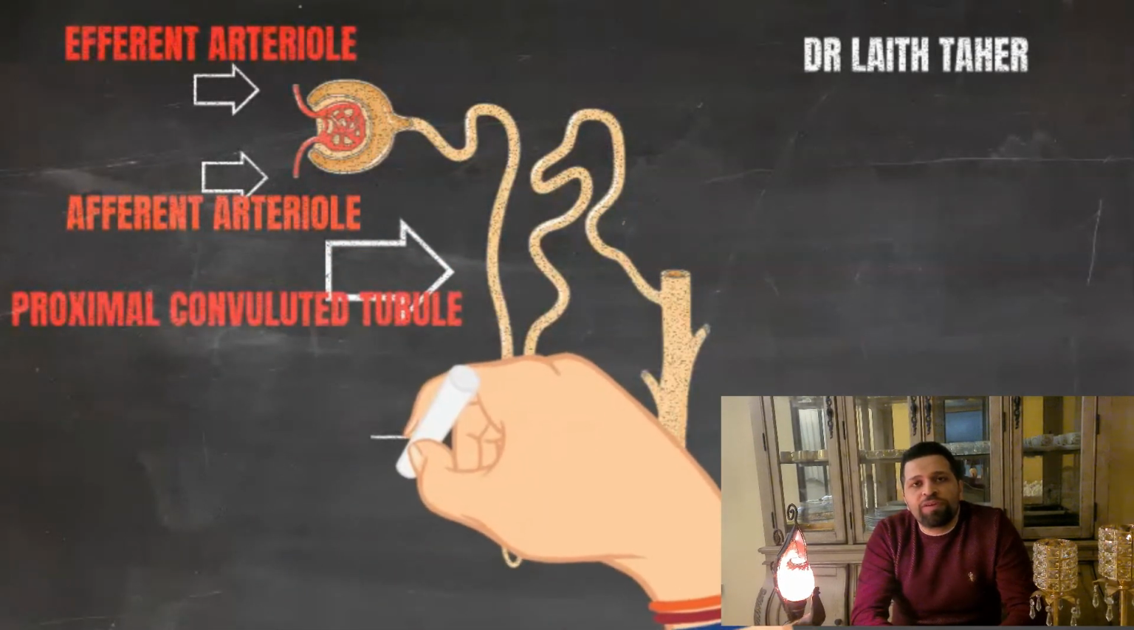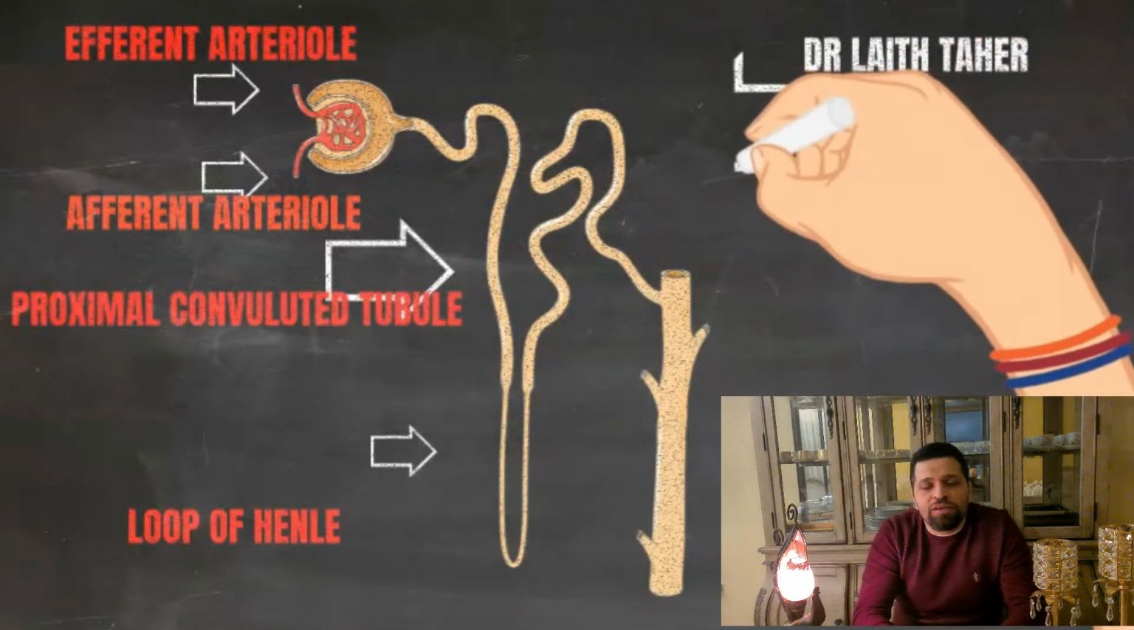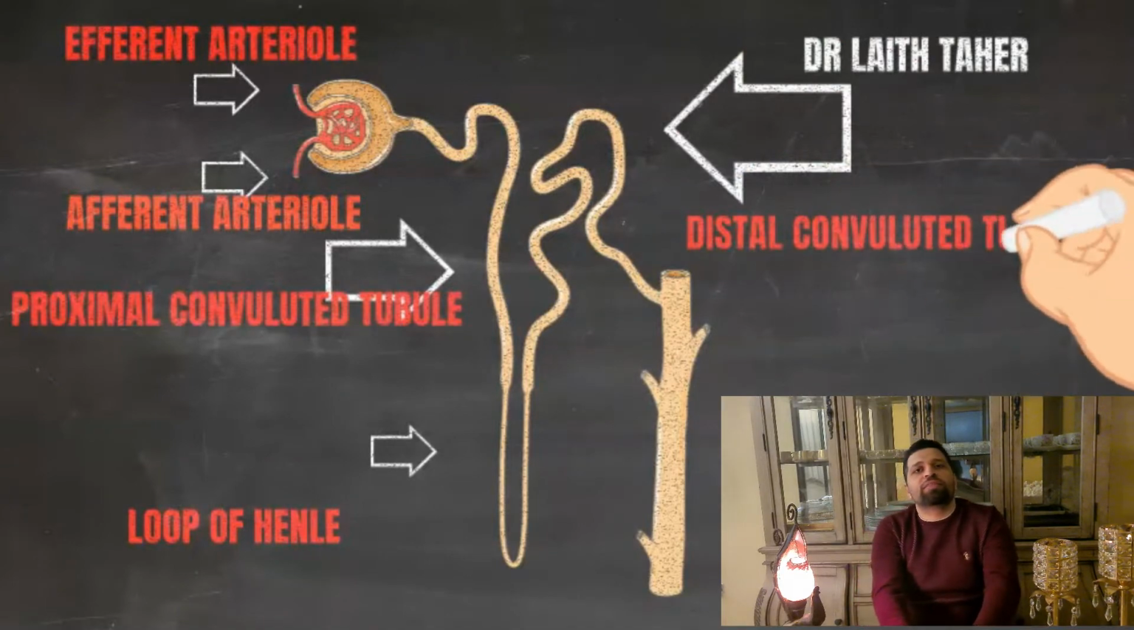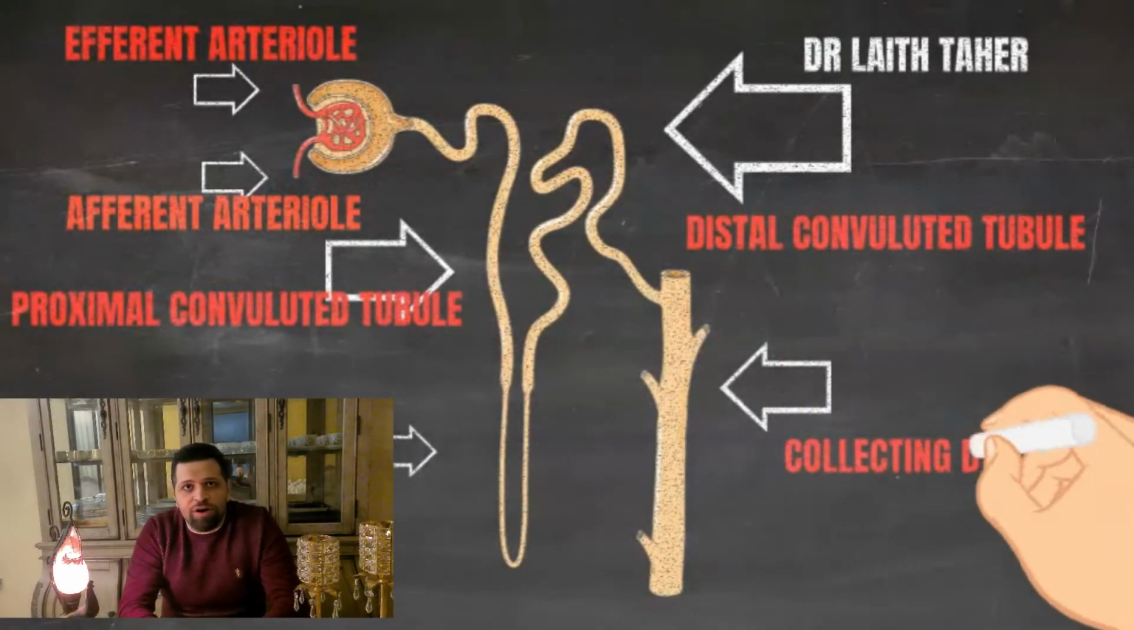Now, the loop of Henle consists of three parts: descending loop of Henle, thin ascending loop of Henle, and thick ascending loop of Henle. Why are we talking about these parts? Because the diuretics work on these parts.